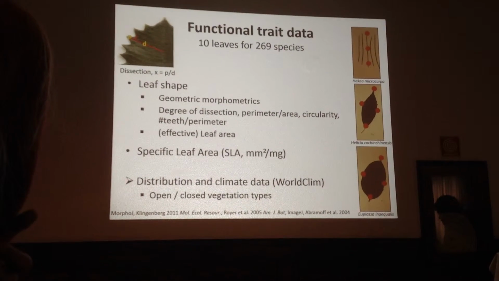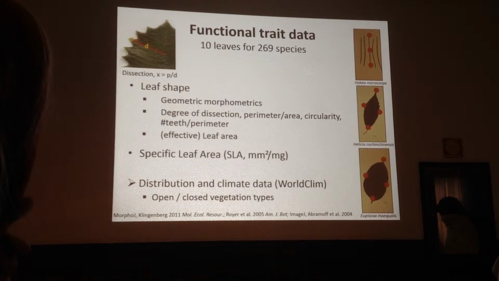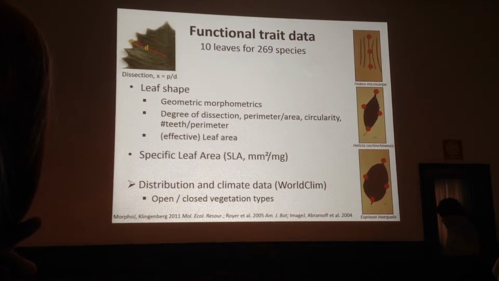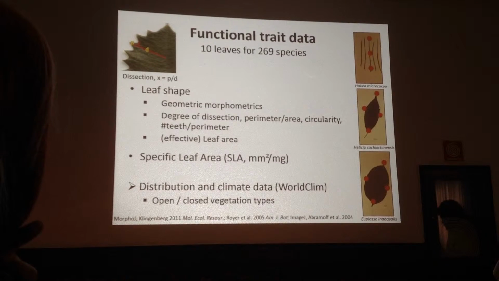of the species. We also assigned them to whether they occur in open vegetation, mainly this Mediterranean shrubland vegetation where they show radiations, or whether they occur in closed vegetation types, mainly tropical rainforest habitats.